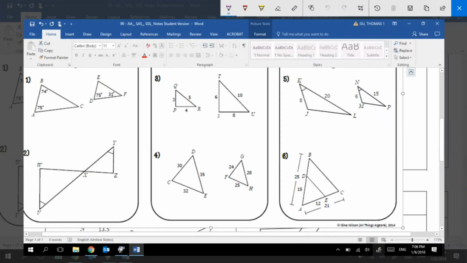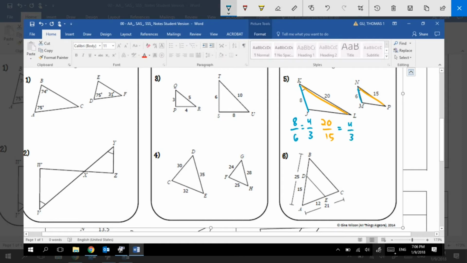So look at number 5. They're giving us one side right here. That's 8, and that's corresponding to this side, so 8 over 6. And then we've got this other side over here, KL and NP. That is 20 over 15. Now first let's make sure these ratios are the same. So 8 over 6, divide by 2, equals 4 over 3. 20 over 15, if I divide both numbers by 5, it's 4 over 3. So that checks out. Both those sides have the exact same ratio.